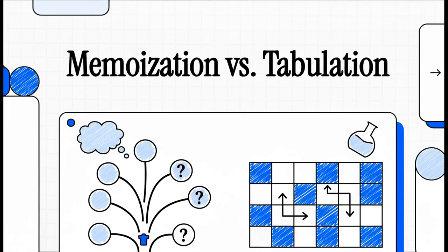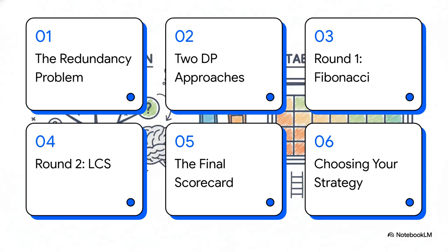Welcome to The Explainer. Today we're breaking down two powerhouse techniques that you absolutely need to know for any coding interview: memoization and tabulation. So here's our game plan for this showdown. First, we're going to look at the problem that even calls for these techniques. Then, we'll meet our two contenders. We'll watch them go head-to-head in a couple of classic challenges, check the judge's scorecard, and then most importantly, figure out which strategy you should choose.